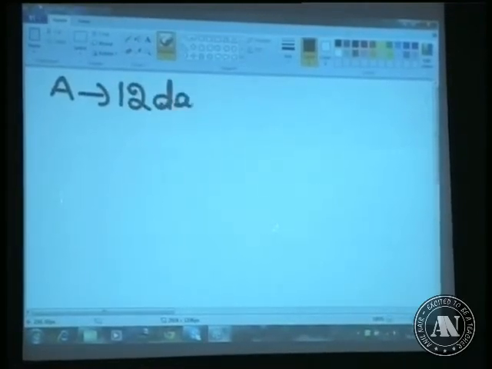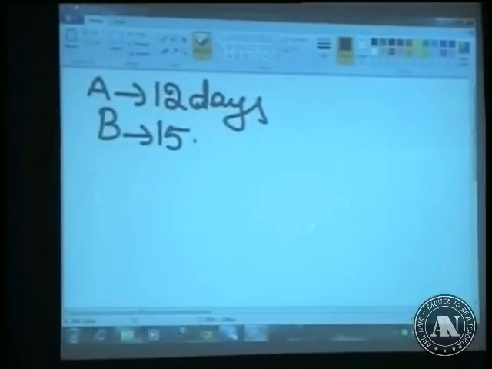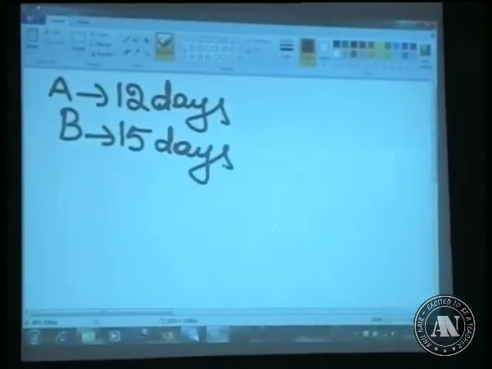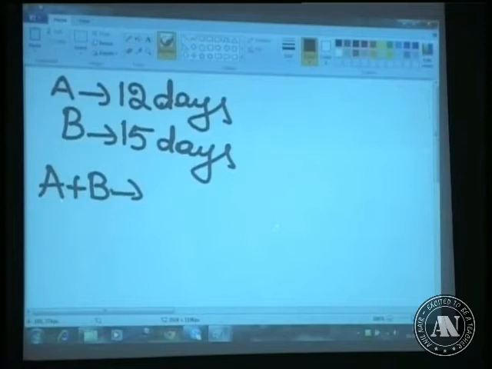One. Right. See here. A can complete a work in 12 days. Same concept in time and work. B can complete a work in 15 days. A plus B. Again, see here, three questions. They both are working. That means some work is there.